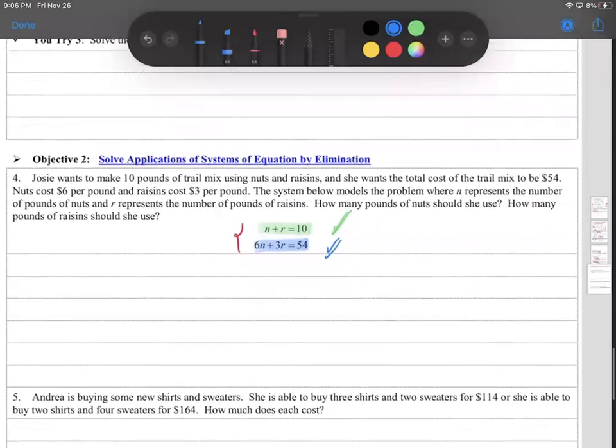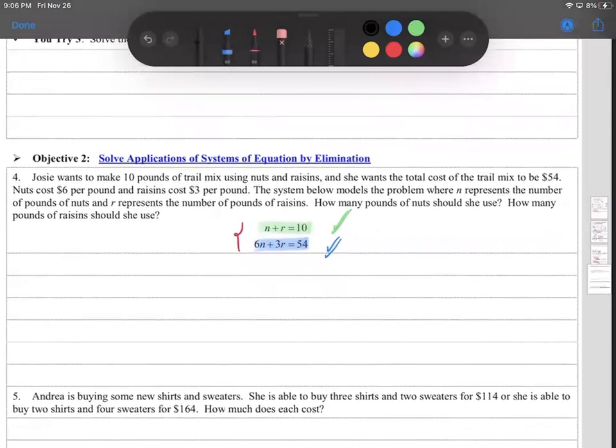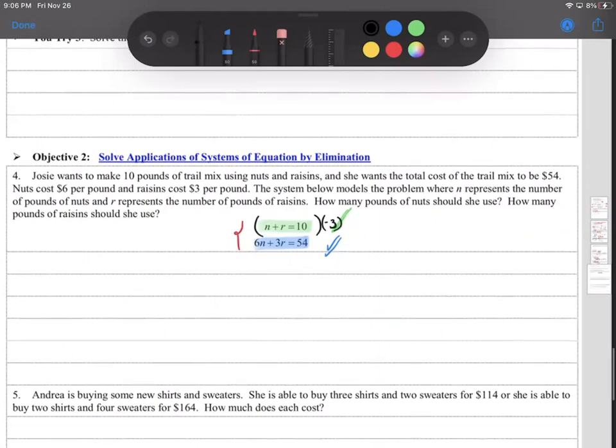And now we solve. I would recommend you eliminate R. Doesn't matter if you want to choose N. So multiply the top by -3. Let me rewrite the system of equations here. Oops, it's supposed to be if and only if. 3N plus 3R equal 30. Oops, minus, I'm so sorry, minus. It's supposed to be minus.